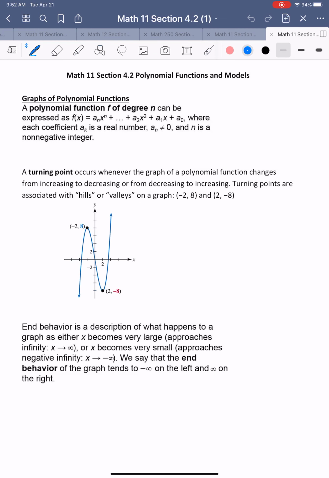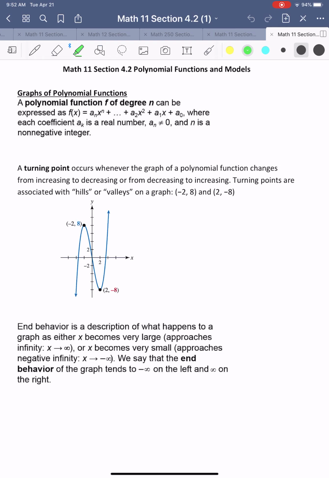Hello, this is section 4.2, polynomial functions and models. So, graphs of polynomial functions. We talked a little bit about polynomials in section 1, and now we're going to talk about polynomial graphs.